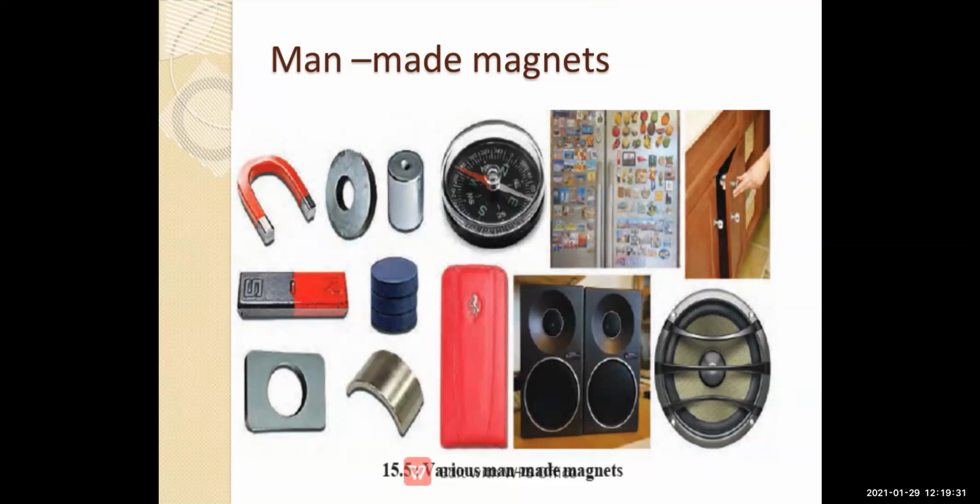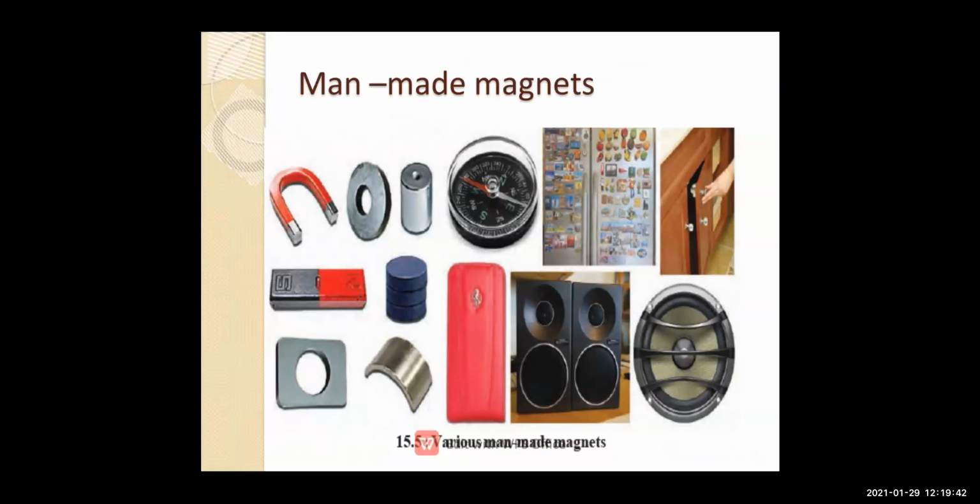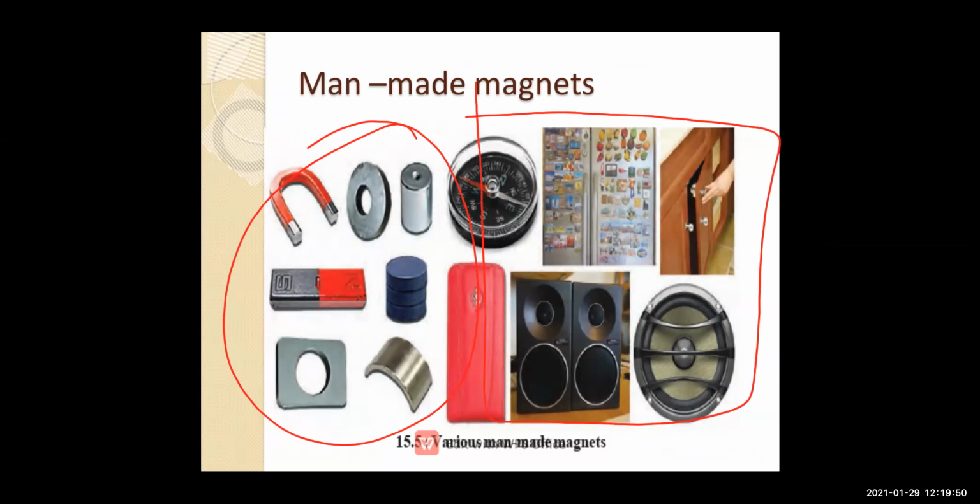Here you can see that there are different shapes of magnet also. The shapes of magnets such as ring shaped magnet, bar magnet, cylindrical magnet, disc shaped magnet. So here are some of the examples of the magnet. Here you can see the different shapes of the magnet, and here are some of the man-made magnets.